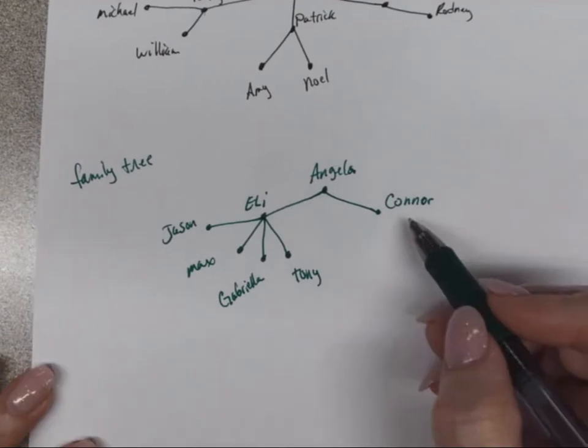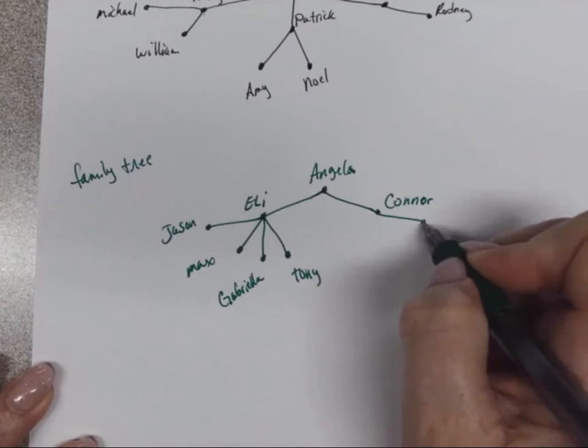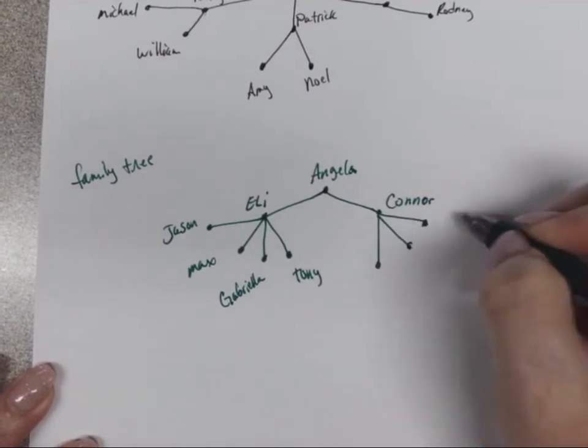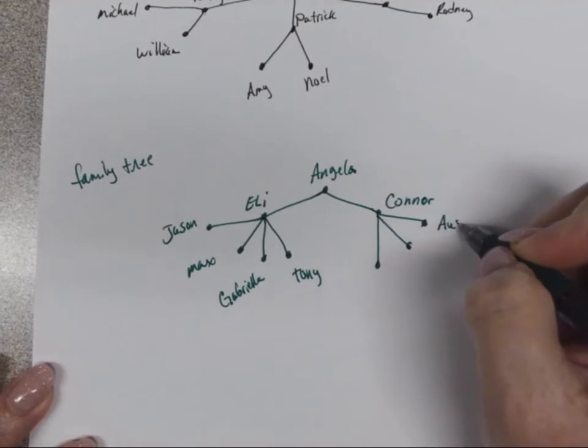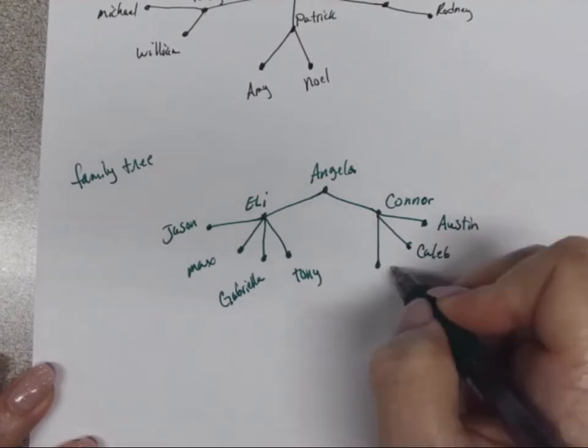And then Connor has 3 children that are Austin, Caleb, and Sandy.